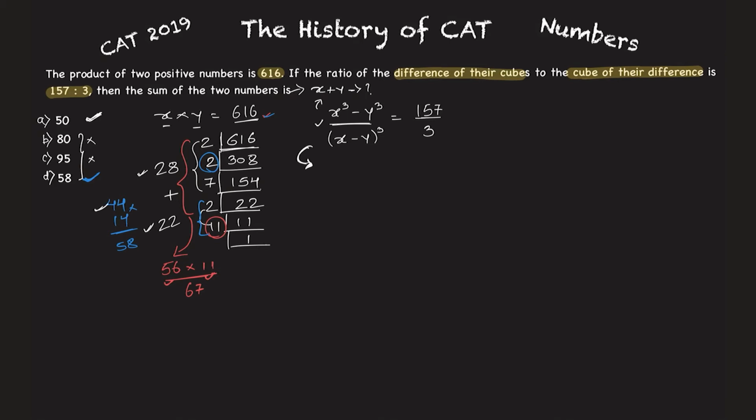44 cube minus 14 cube upon 44 minus 14. Will you get this? But this again looks complicated, right? Or else you can say 28 cube minus 22 cube upon 28 minus 22 the whole cube. Will I get this ratio? Okay, but again looks a little complicated.